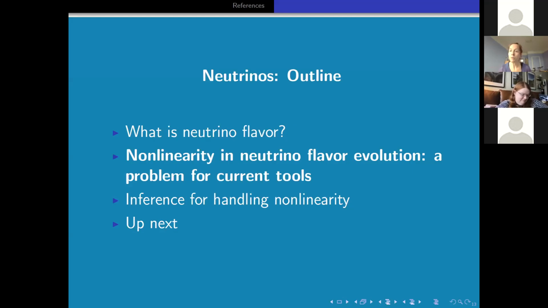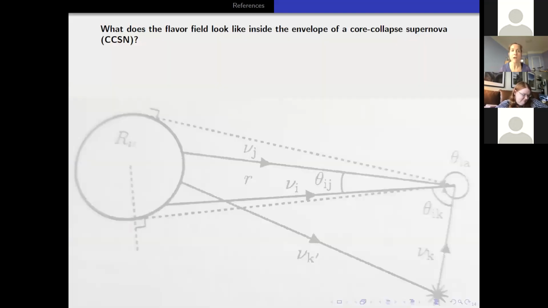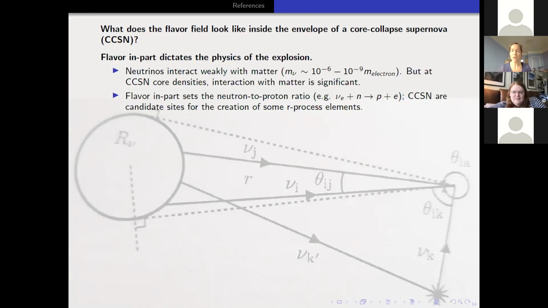So now on to problems. It's a gnarly problem trying to understand what the flavor field looks like inside this collapsing core and the envelope, we call the envelope the expanding shells. As I just said, flavor in part dictates the physics of these explosions. Now, under normal circumstances, that is circumstances we're used to, neutrinos interact extremely weakly with matter. They have masses around 10 to the minus 6, 10 to the minus 9 times the mass of an electron. They're little.